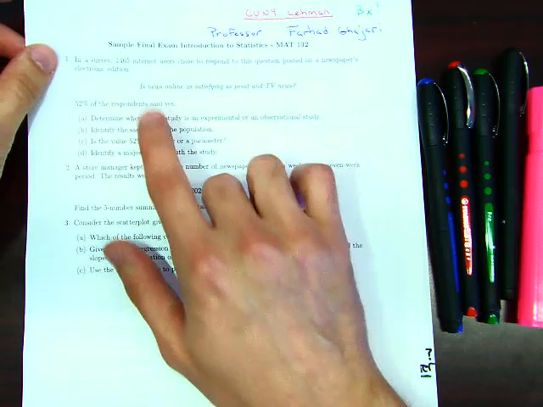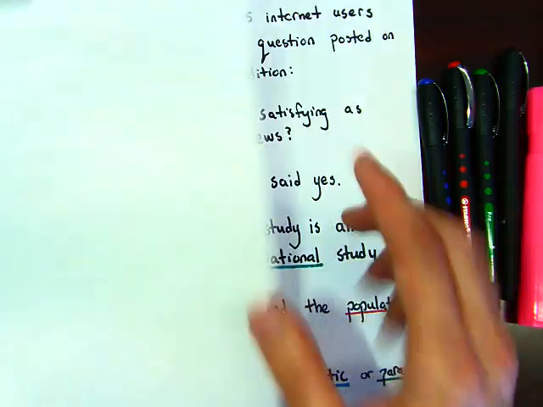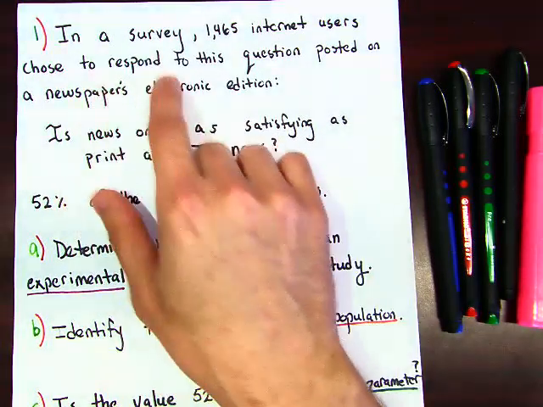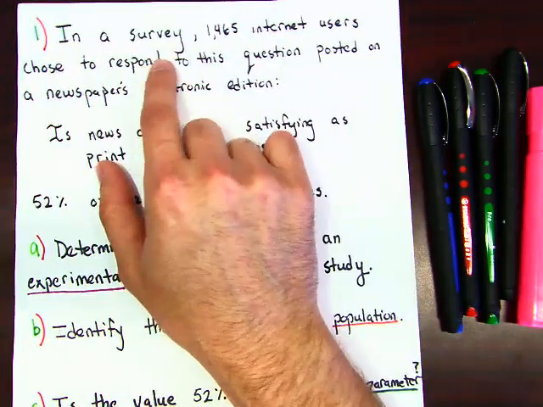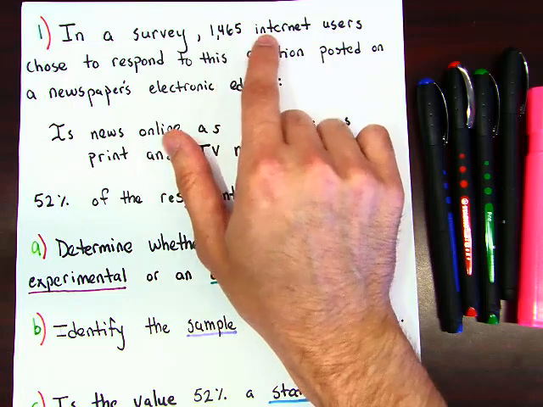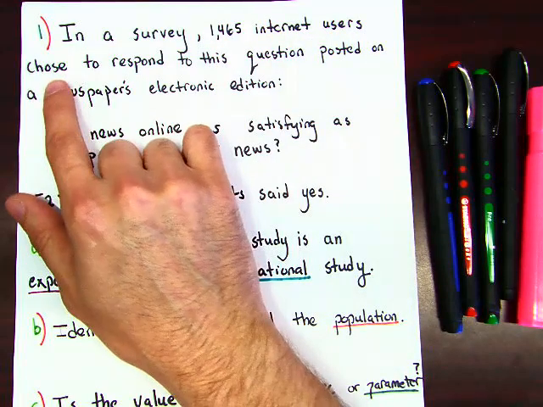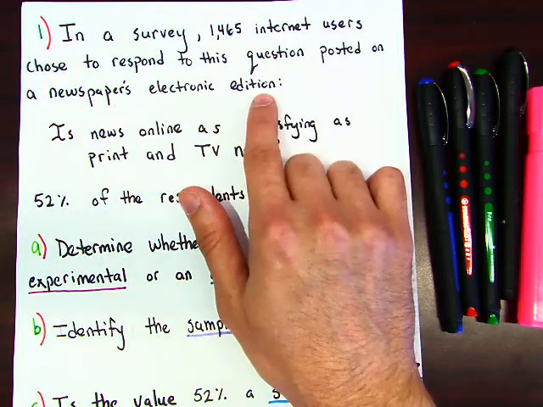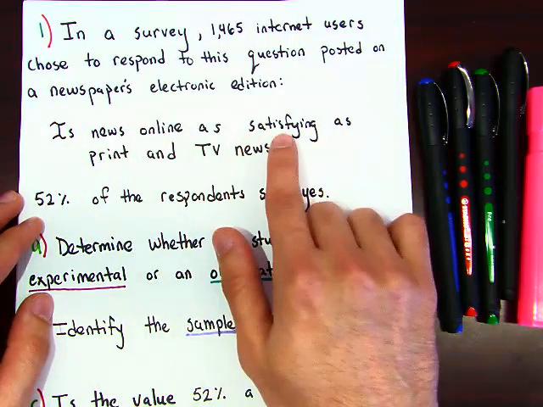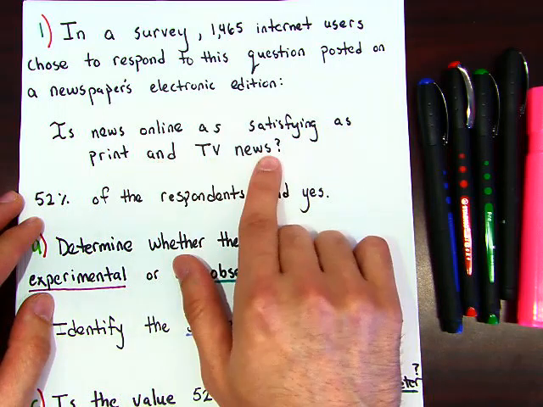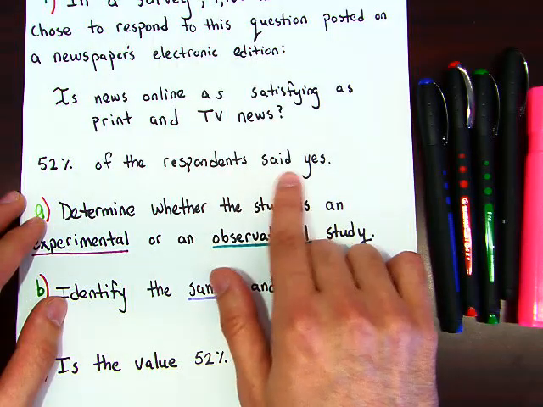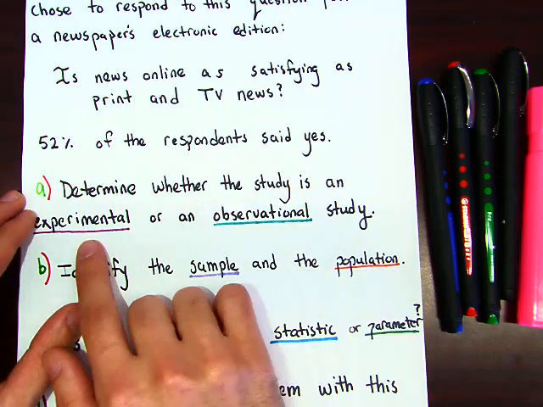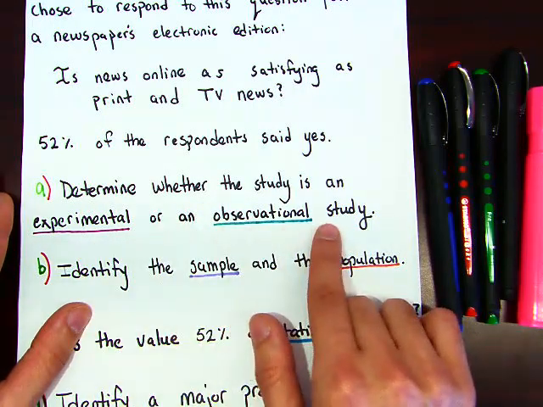So for question 1, I just wrote it out over here so it'd be nice and easy for us to see. Let's read it together. It says, question 1. In a survey of 1,465 internet users who chose to respond to this question posted on a newspaper's electronic edition, is news online as satisfying as print and TV news? 52% of the respondents said yes. So let's see the first part. It says, determine whether the study is an experimental or an observational study.